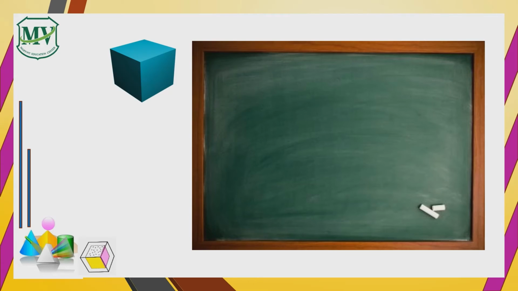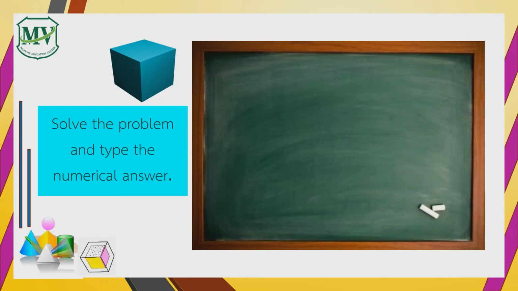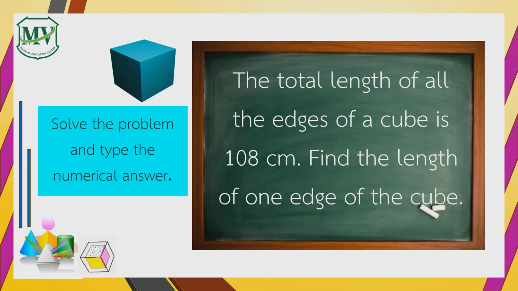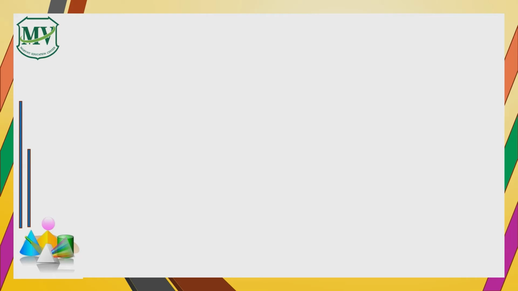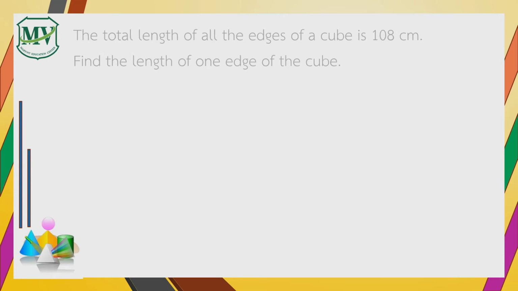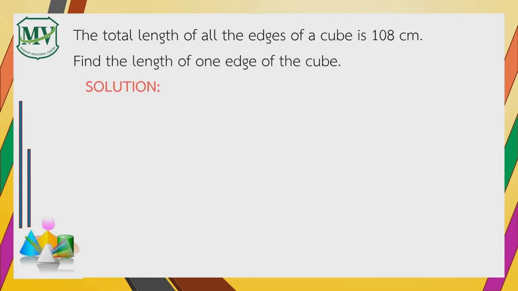Let's have another word problem in terms of geometry. Still solve the problem and type the numerical answer. The total length of all the edges of a cube is 108 centimeters. Find the length of one edge of the cube. Let's review first our word problem. The total length of all the edges of a cube is 108 centimeters. Find the length of one edge of the cube. Solution. Let x be the edge of the cube.